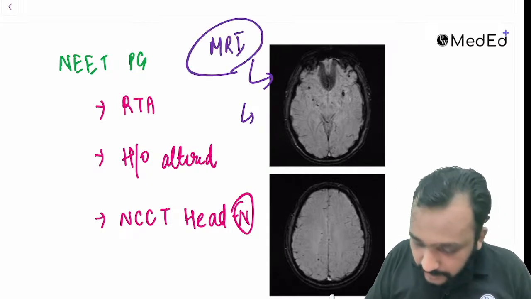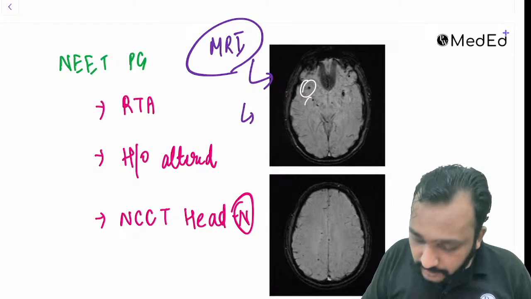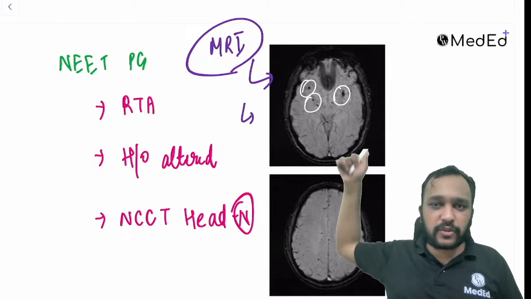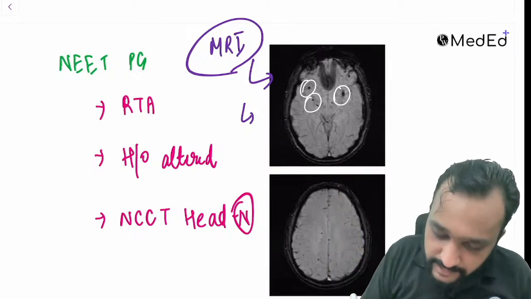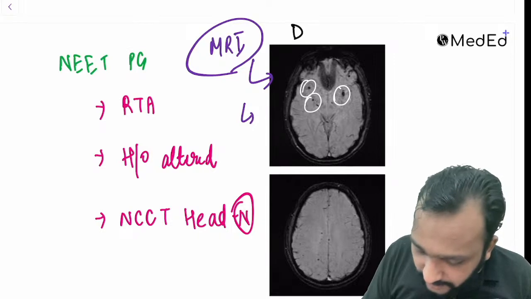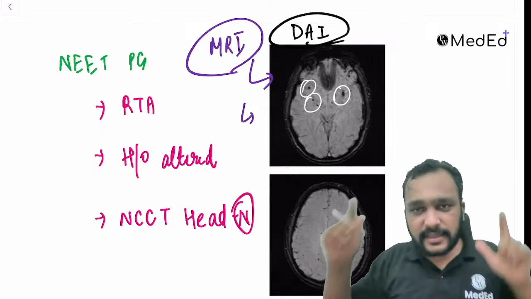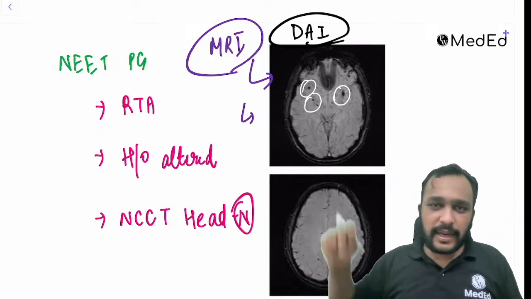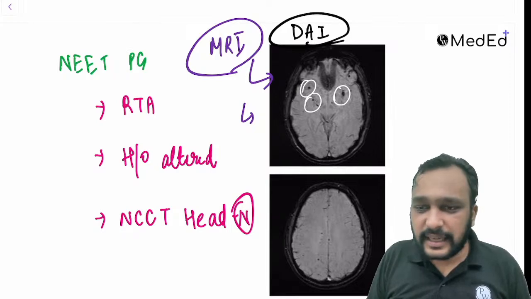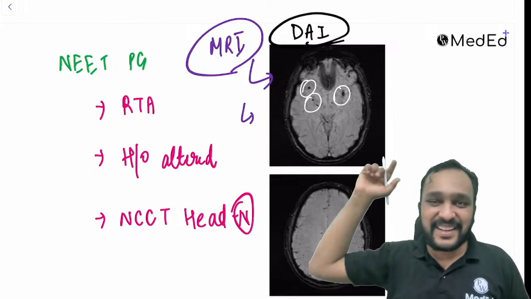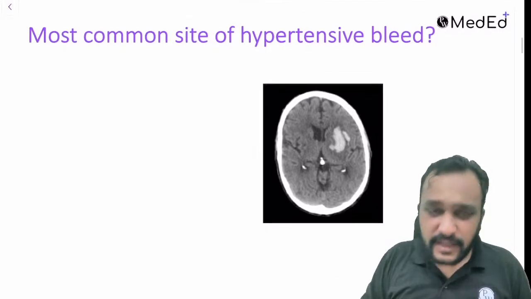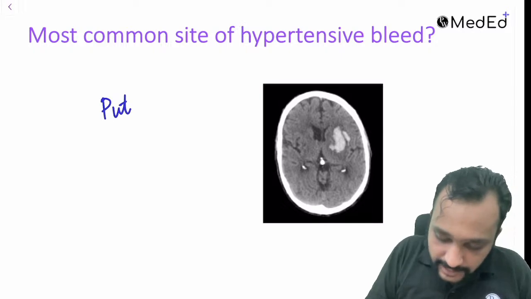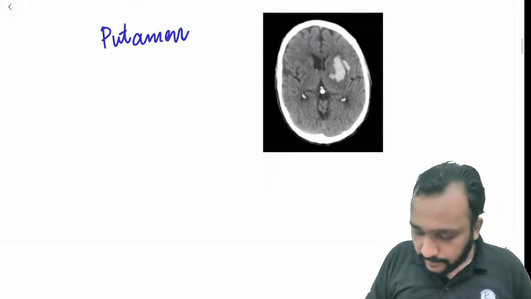on the MRI image you are seeing dark spots. So these are the black spots known as blooming foci. So these black spots or blooming foci on SWI images are suggestive of diffuse axonal injury. Just remember, CT head, RTA, altered sensorium, you will have black spots on SWI images. This is a case of diffuse axonal injury. Most common site of hypertensive bleed is basal ganglia, and within the basal ganglia, that will be your putamen, right?